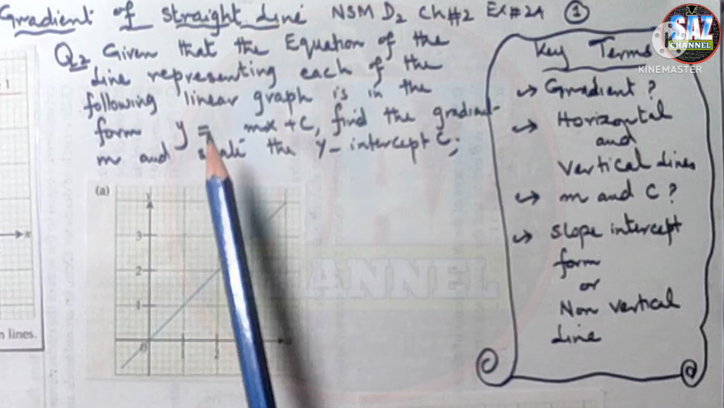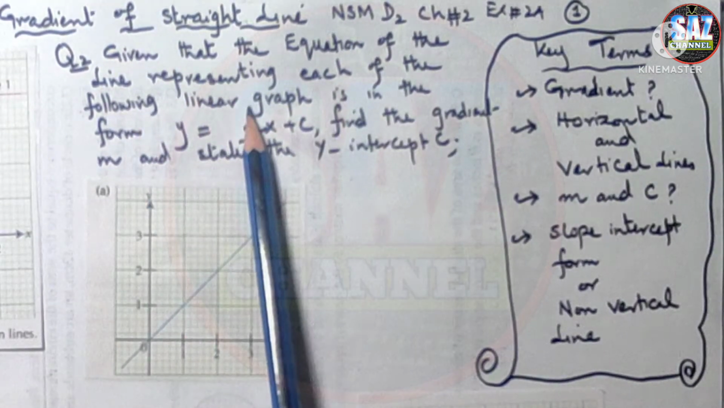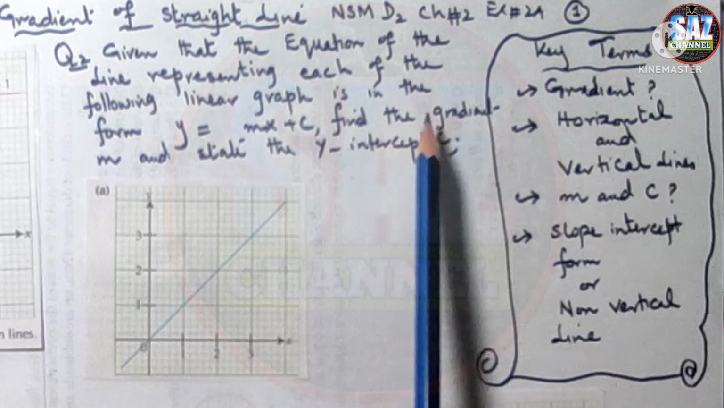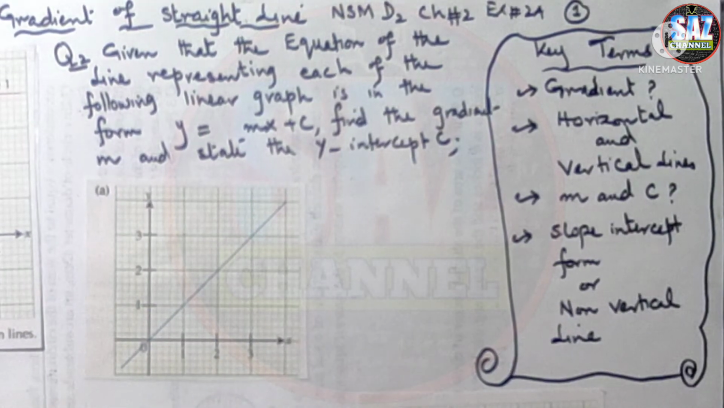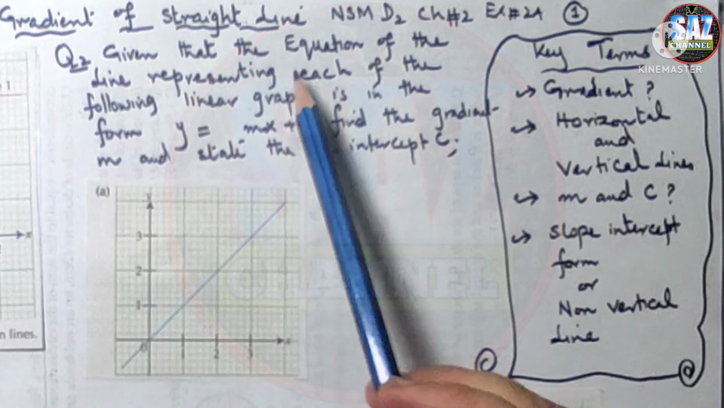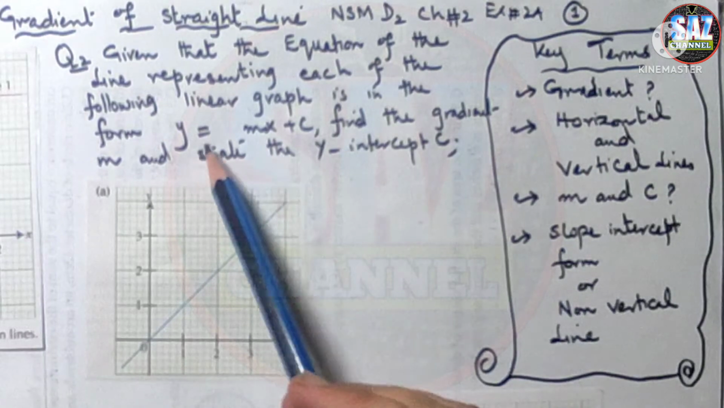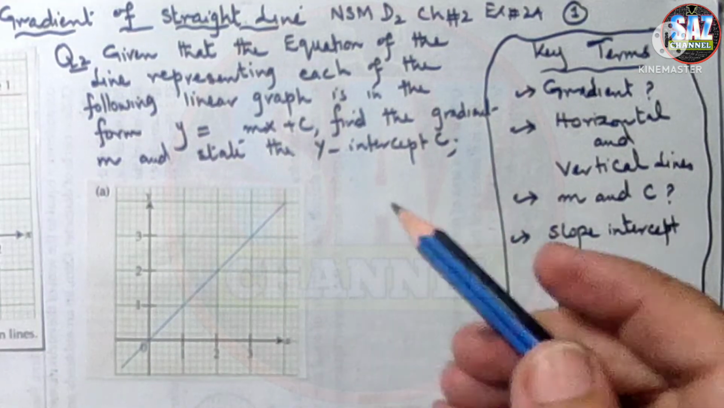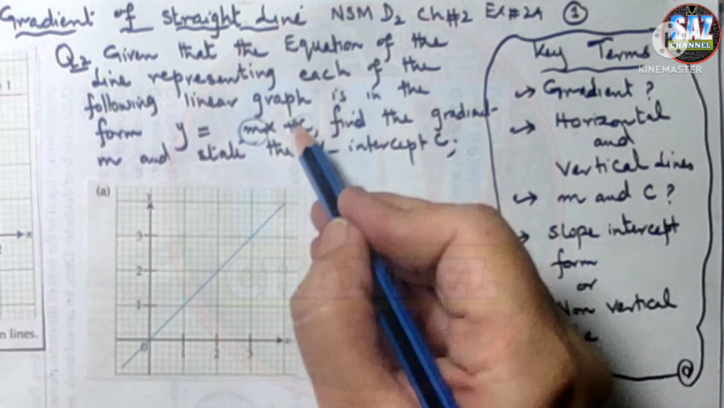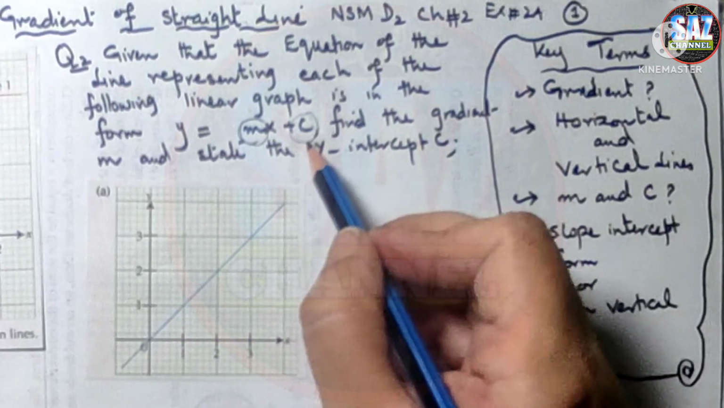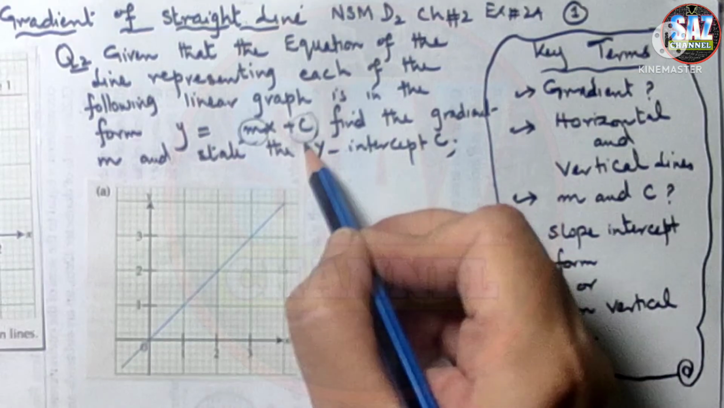Question 2 says, given that the equation of the line representing each of the following linear graphs is in the form of y equals mx plus c, find the gradient and state the y-intercept. Here the given equations are representing the graph of some line in the form y equals mx plus c, where m, the coefficient of x, is the gradient, and c is the y-intercept. C is the point where your line meets your y-axis.